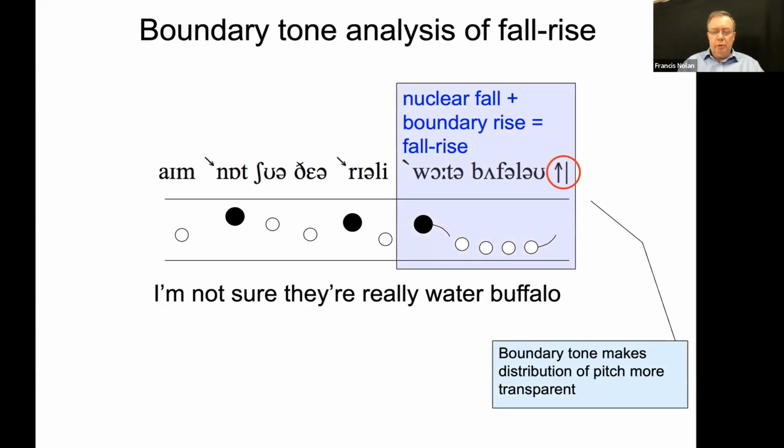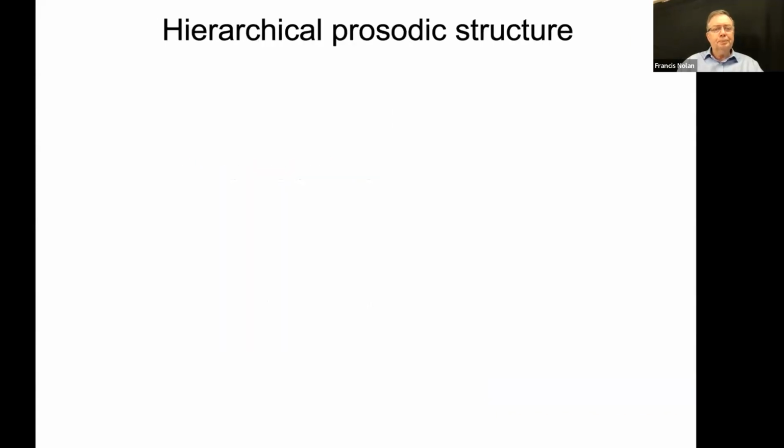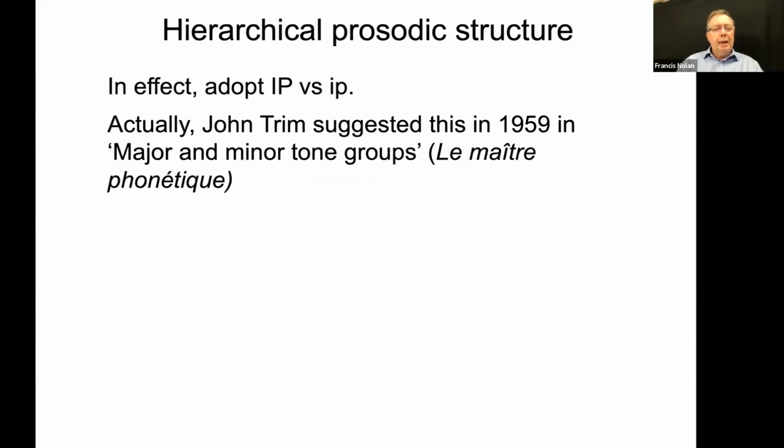So yes, the boundary tone makes the distribution of pitch more transparent than does the classic fall-rise nucleus. So this is, I slightly in error anticipated this. John Trim, my PhD supervisor, suggested this in 1959 in the article listed there in Le Maître Phonétique, which you might think easy to read if you know French. Well, actually not, because it's all in phonetic transcription.